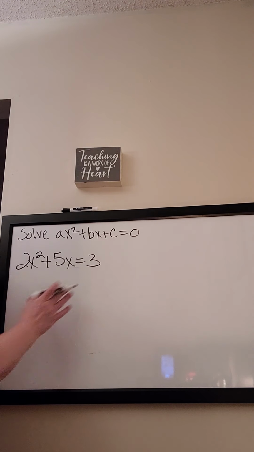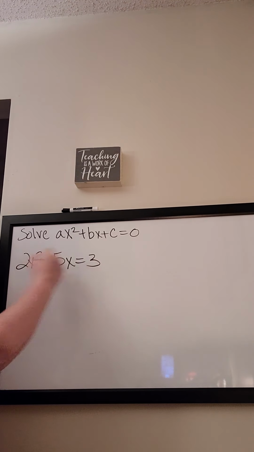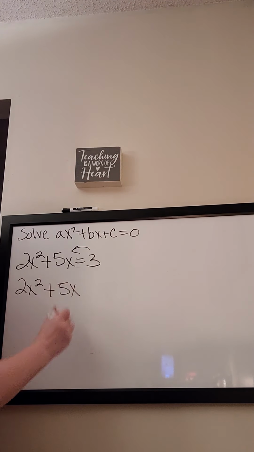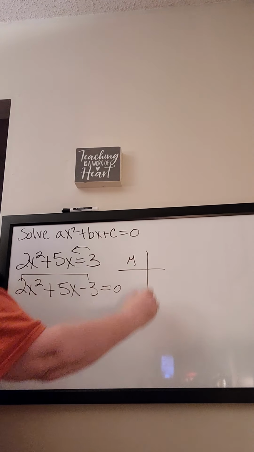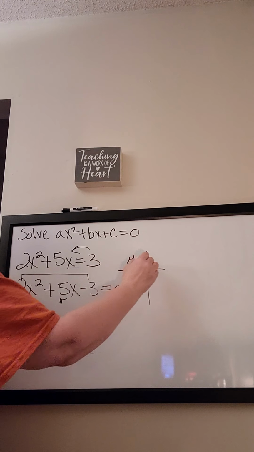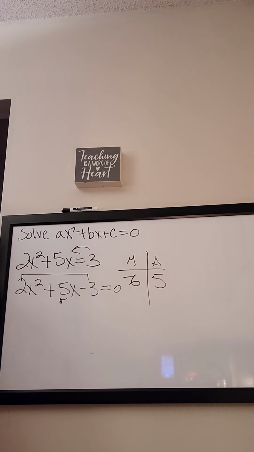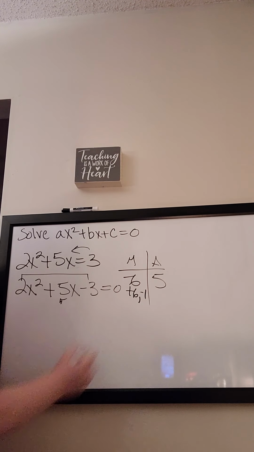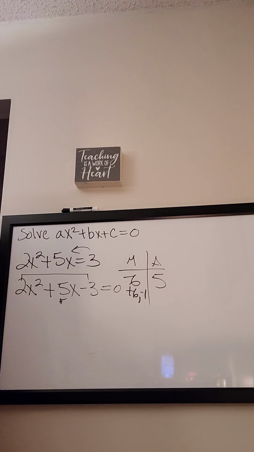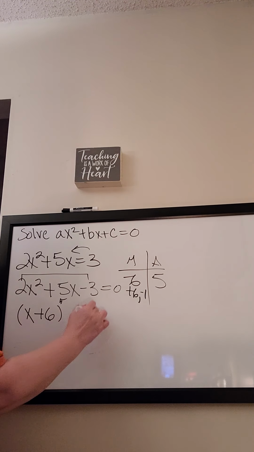Okay, one more method. First, we need to get this into standard form. So subtracting 3 from both sides, we get 2x squared plus 5x minus 3 equals 0. To factor this, it has to multiply to be negative 6 and add to be 5. It's going to be a positive and a negative, so it's going to be positive 6 and negative 1. When we add those together, it's positive 5, so we've got it. I'm going to rewrite this as if this 2 wasn't here: x plus 6 and x minus 1.